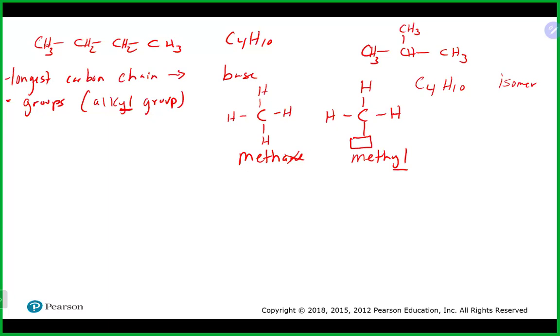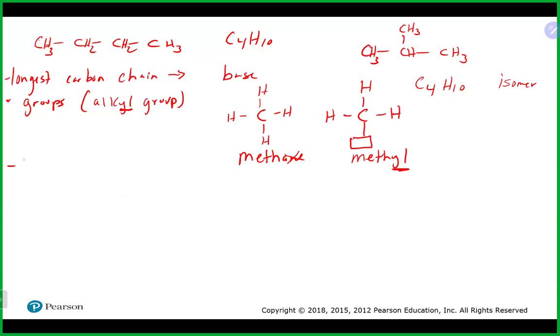Now, when we talk about groups, and we'll see it a little bit later, it does depend. There are some groups that have some different sort of names. I'll talk about that in just a second, actually. But we have our group name.